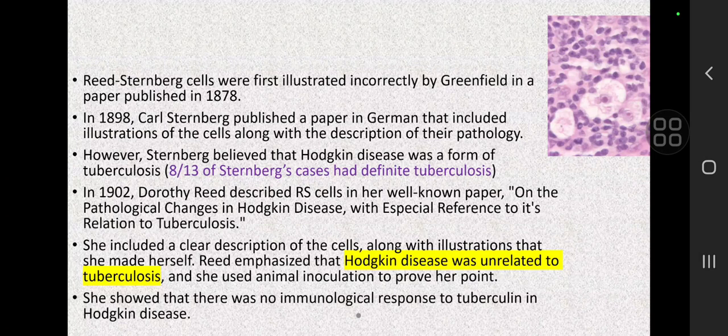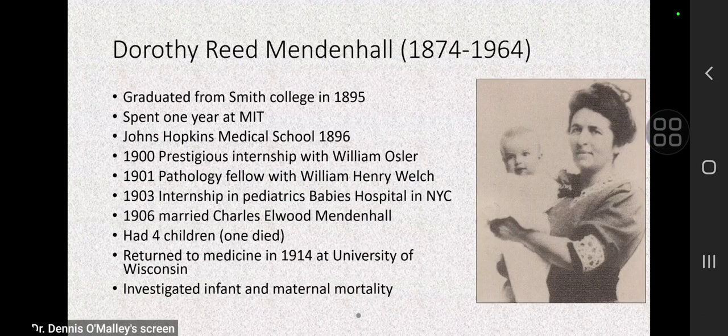She went to medical school at Hopkins in 1896, and she did an internship with William Osler, which I thought was really pretty awesome. She then was a pathology fellow with Henry William Welch. She did an internship in pediatrics in 1906, married Charles Elwood Mendenhall, and had 4 children. One of them died. She returned to medicine in 1914 at University of Wisconsin, took a little time off for the kids, and spent most of her time in pediatric medicine.